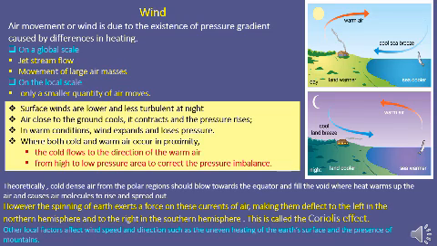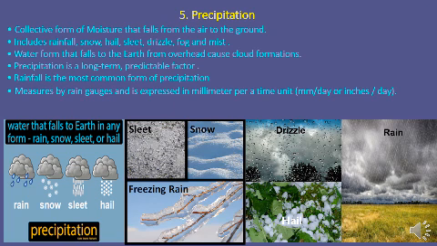Theoretically, cold dense air from the polar regions should blow towards the equator and fill the void where heat warms up the air and causes air molecules to rise and spread out. However, the spinning of earth exerts a force on these currents of air, making them deflect to the left in the northern hemisphere and to the right in the southern hemisphere, which is called the Coriolis effect. Other local factors affect wind speed and direction, such as the uneven heating of the earth's surface and the presence of mountains.